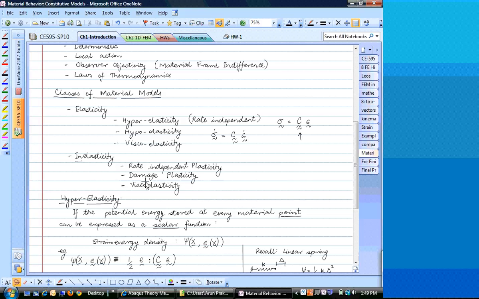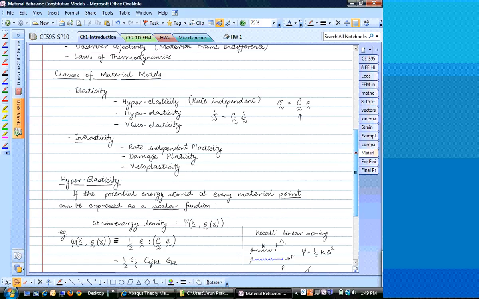So for those types of materials, people try to have some sort of a damage parameter that can capture the cracking behavior or those kinds of things. And similar to viscoelastic, whenever you have this word visco, it means there is some sort of a rate dependence. Okay, so rate dependent plasticity.